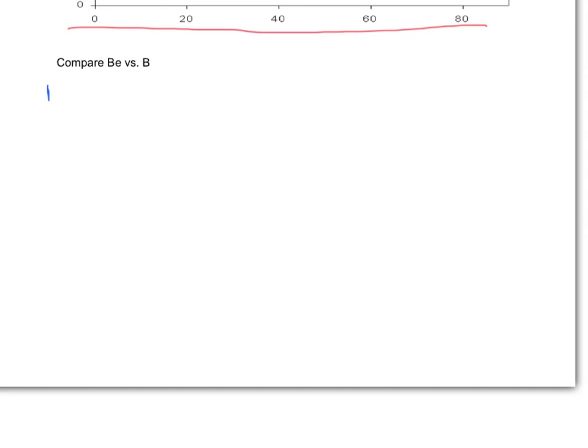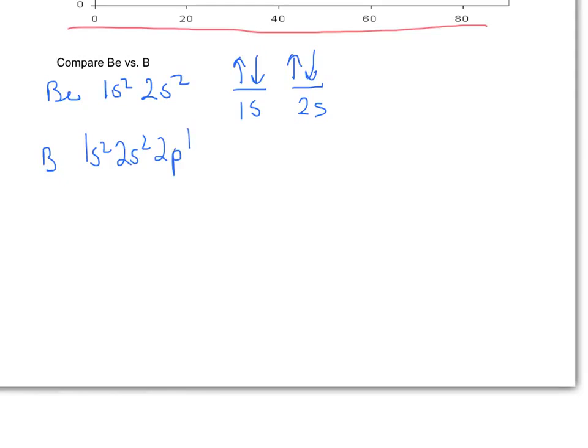So beryllium is 1s2, 2s2. You can start with your electron configuration, or you can do an Aufbau diagram. It doesn't really matter. So it would look like this. There's your 1s, there's your 2s. Boron is 1s2, 2s2, 2p1. So there's your 1s, there's your 2s, there's your 2p, has 1 there.